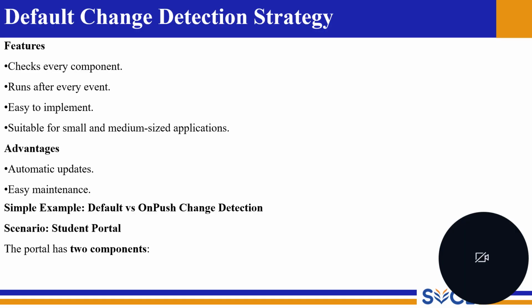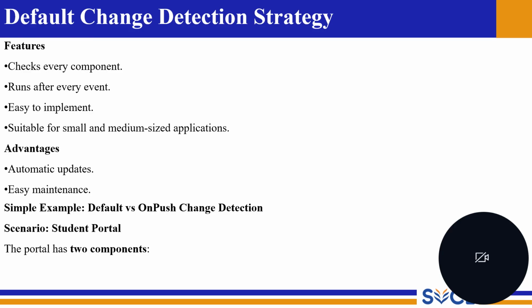So these are the features of the default change detection strategy. It checks every component. It runs after every event. Easy to implement. Suitable for small and medium sized applications. So the advantages are automatic updates and easy maintenance.